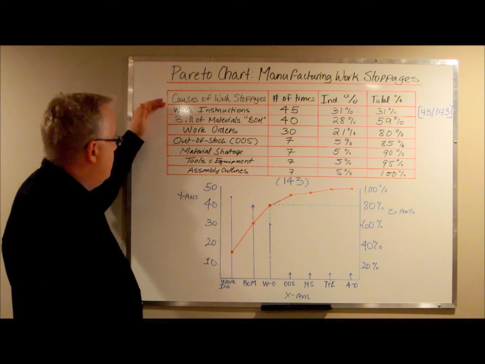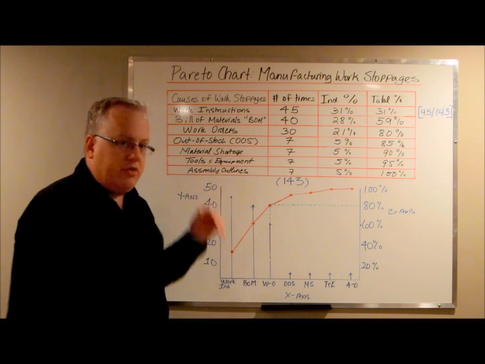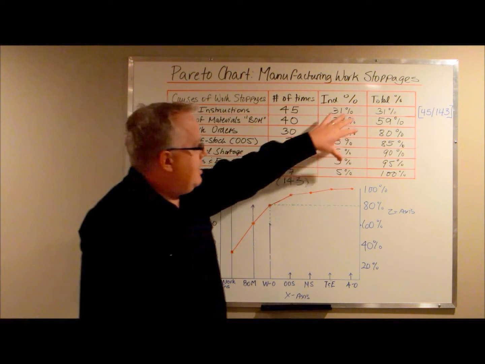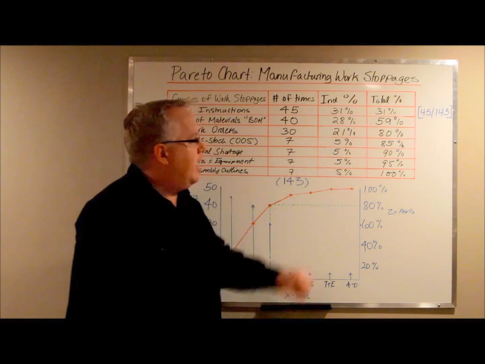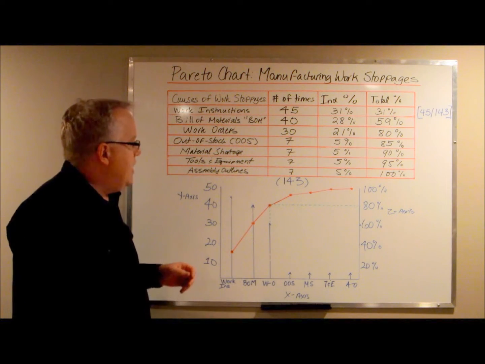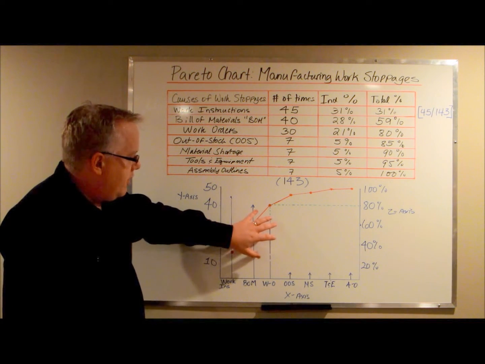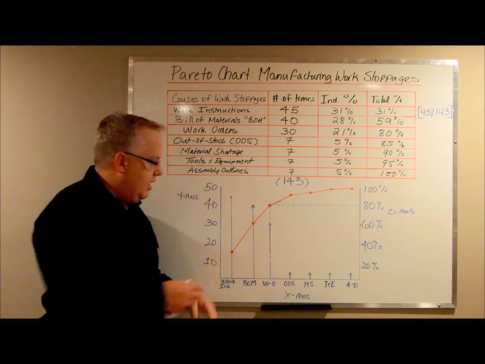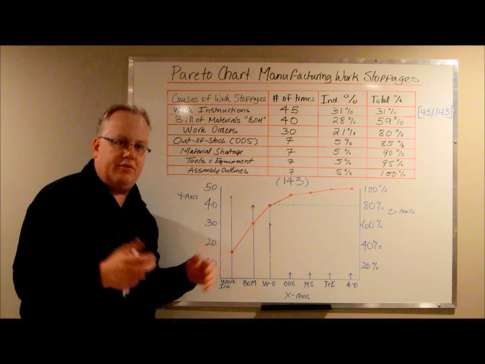So I captured the most common causes of work stoppages, the number of times each one of these work stoppages occurred, correlating to the causes themselves, and then I determined the individual percentages and the total percentages, and I'll show you how this is done in terms of the calculation a little bit later on. And then I've used this table in order to see whether or not the Pareto distribution or principle applies. Okay, and I'm going to show you exactly how this table or this graph is put together.